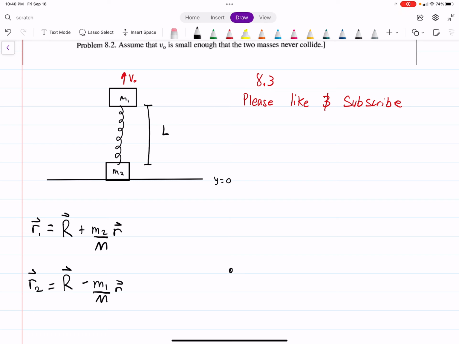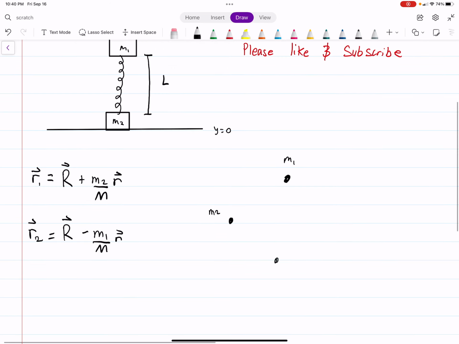So I'm going to just draw a little picture. We'll call this M1, M2. We'll call this the origin. So pretty simply, this is vector R2. This is vector R1. So right away, you can see this is what we want to find, R1 and R2, since those are the position vectors from our origin.